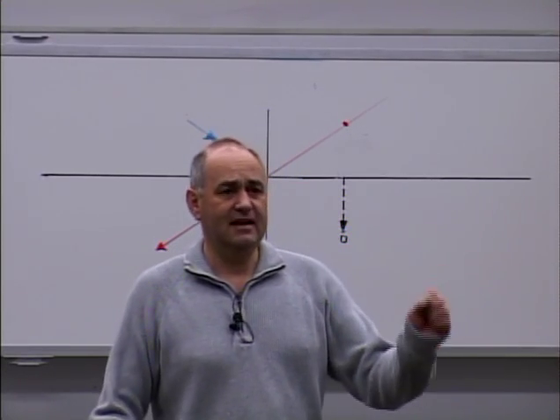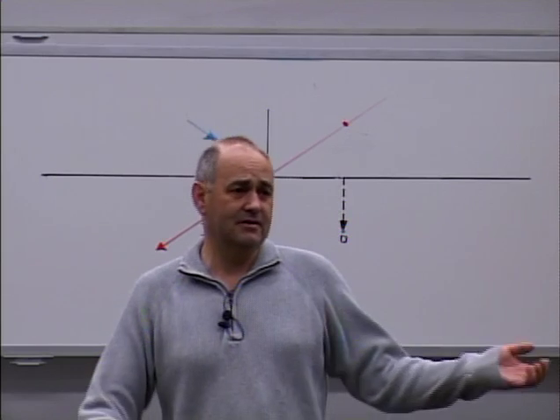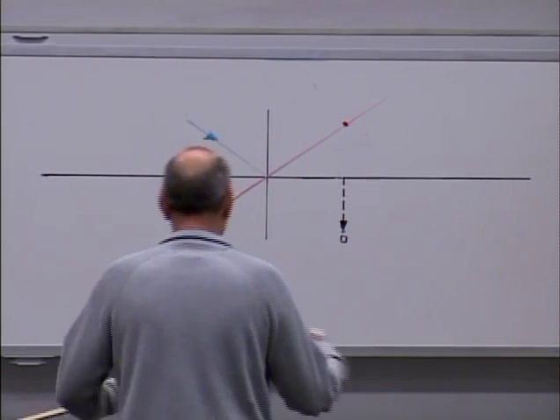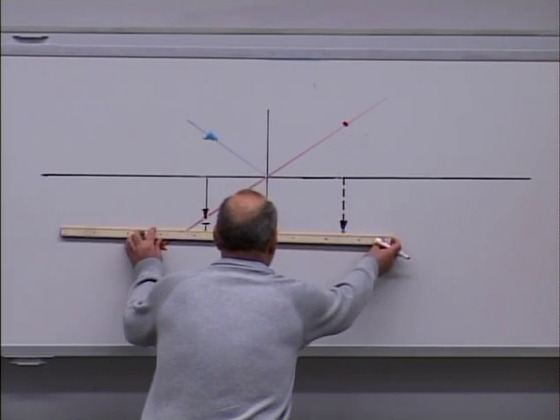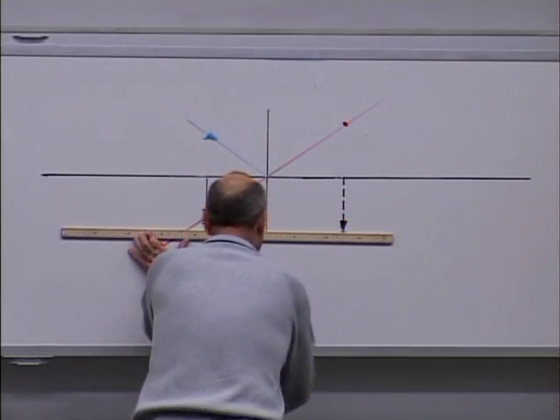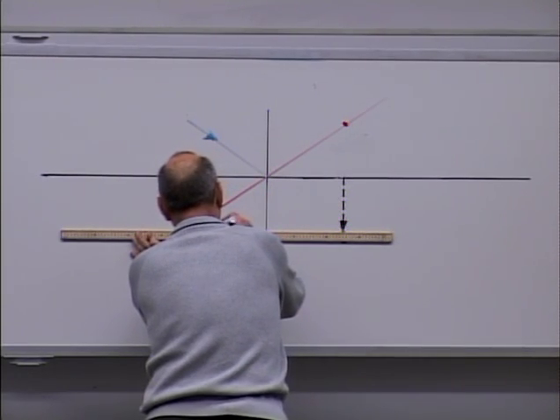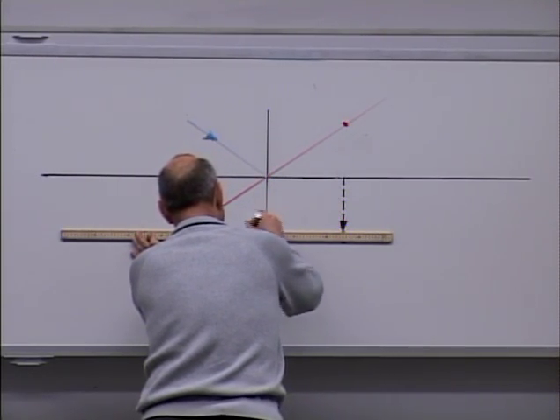And which one would you like, Robert? Object parallel ray or image parallel ray? Let's take object parallel ray. So object parallel ray. This is object parallel ray.